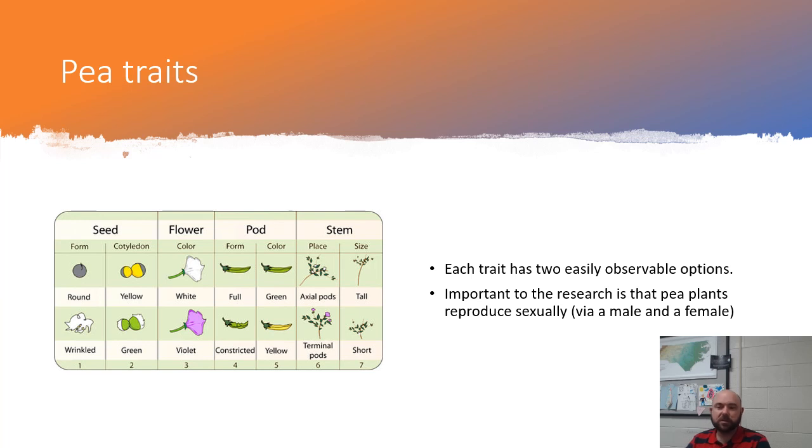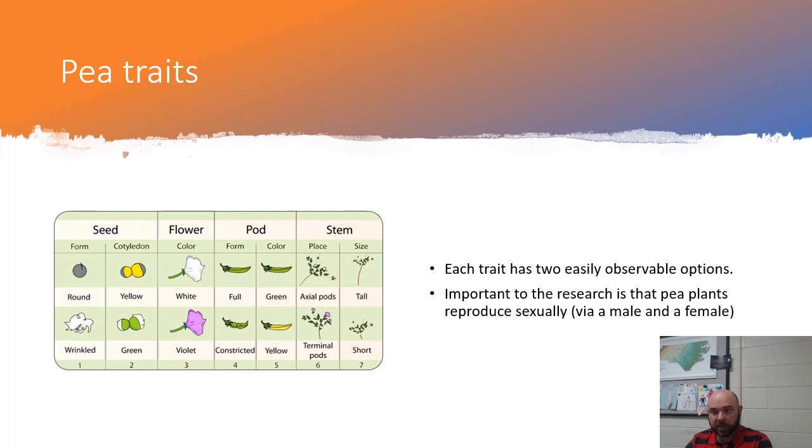And here on this slide, we just have a representation of those different traits that he was concerned with. And you can see in the seed category, he looked at the form of the seed. So was it round or was it wrinkled? Was the coating on the seed yellow or was it green? And then of course we talked about how the flowers for pea plants can be either white or purple.